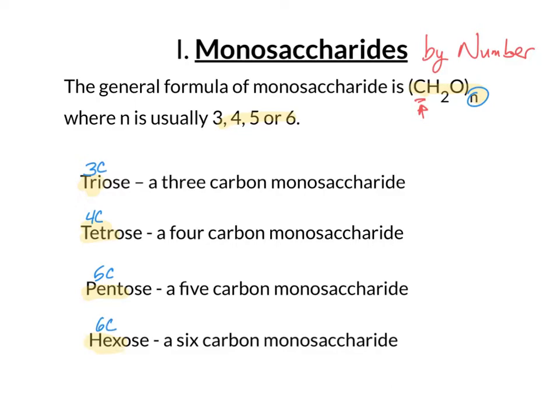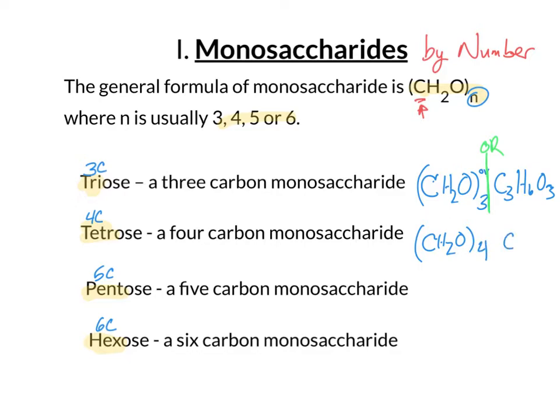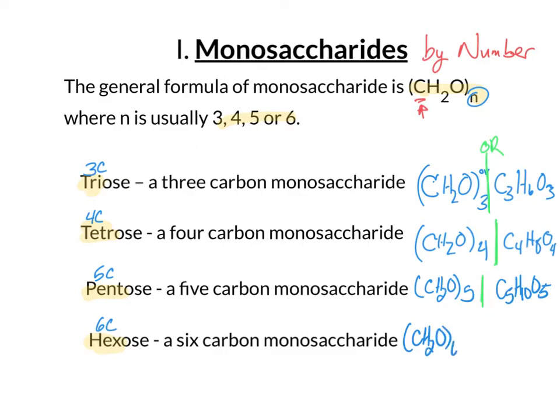So the formula for a triose is CH2O subscript 3, which becomes C3H6O3. A tetrose would be CH2O subscript 4, that would become C4H8O4. And a pentose would be CH2O subscript 5, where we would have C5H10O5, and a hexose would normally be CH2O subscript 6, and now it'll be written as C6H12O6.